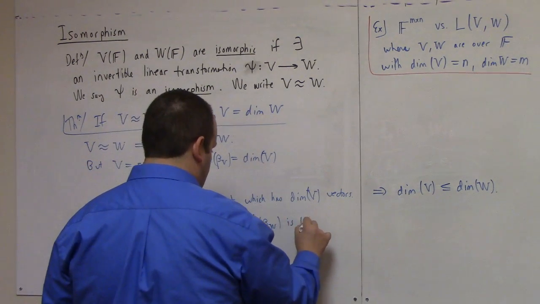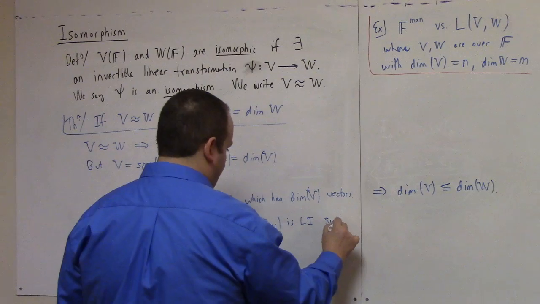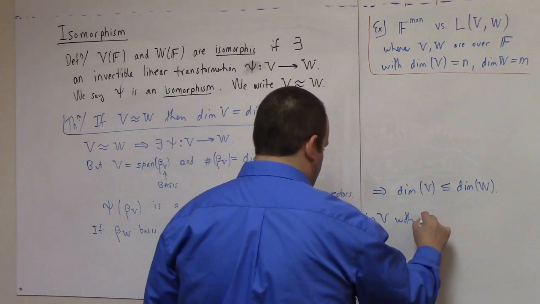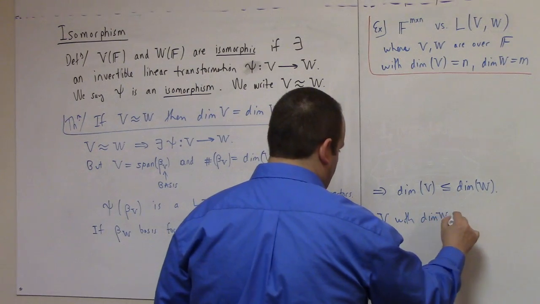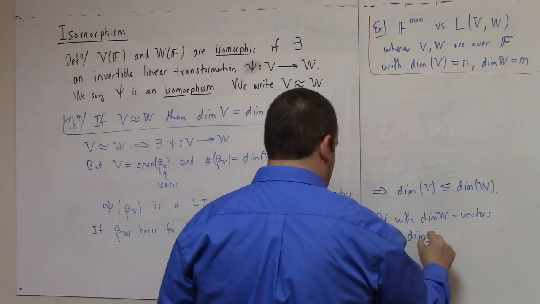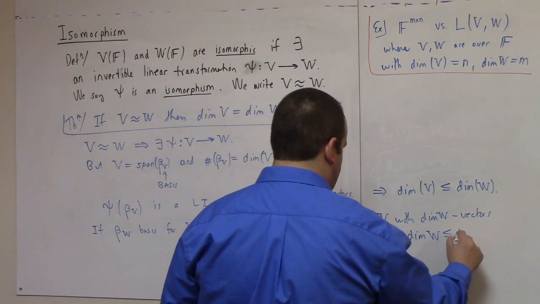Is a linearly independent subset in V with dimension of W vectors, right? So that means that the dimension of W must be less than or equal to the dimension of V.